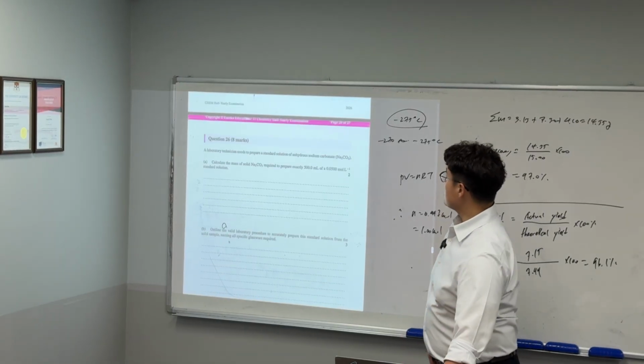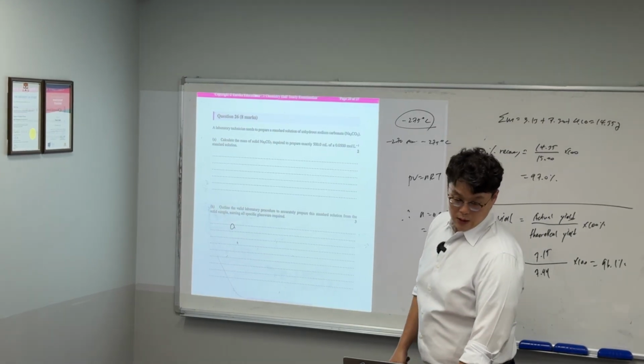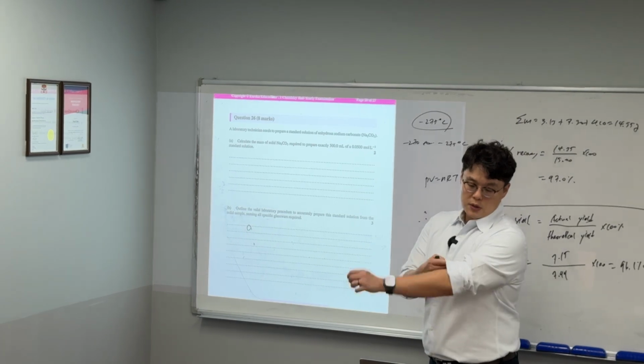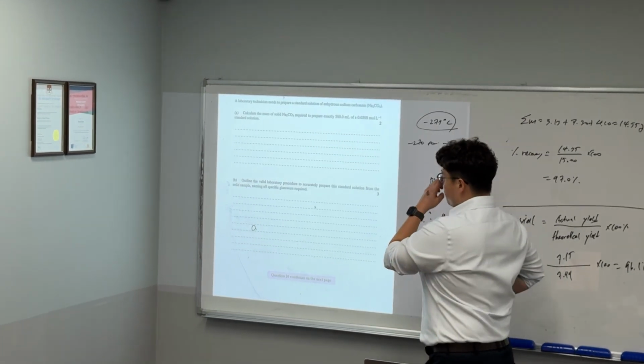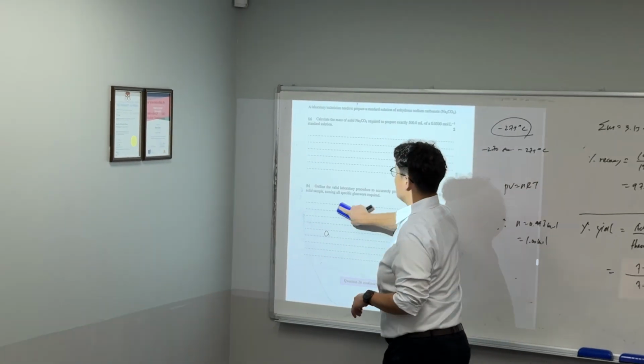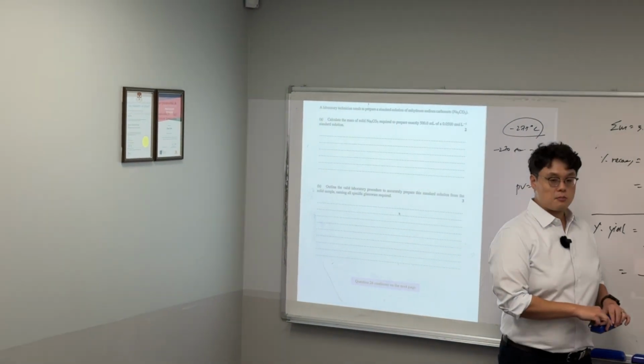Question 26: just n equals CV, nothing else, and then m equals n times M. You get 2.65 grams. B, outline the valid laboratory procedure to accurately prepare the standard solution. I told you to prepare the standard solution method.